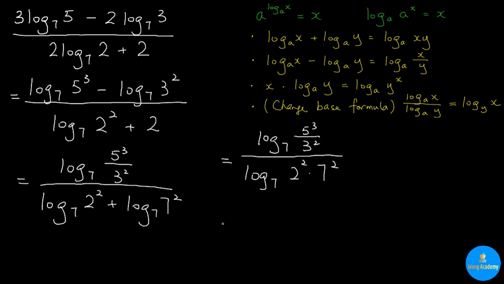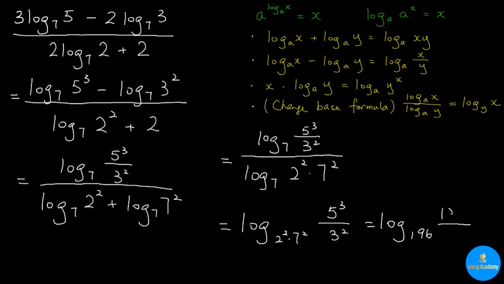According to the change base formula, we will get one single log with the new base 2 squared times 7 squared, and the input is 5 cubed over 3 squared. Of course, we can multiply these numbers out and we will get log of base 196, and the fraction is 125 divided by 9. And that is the final answer.